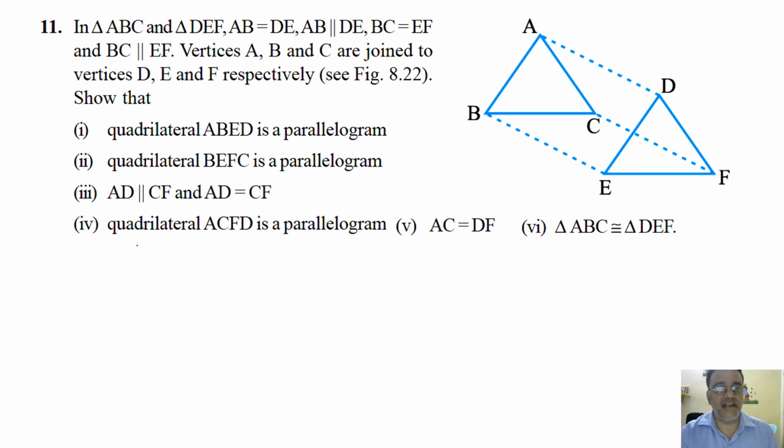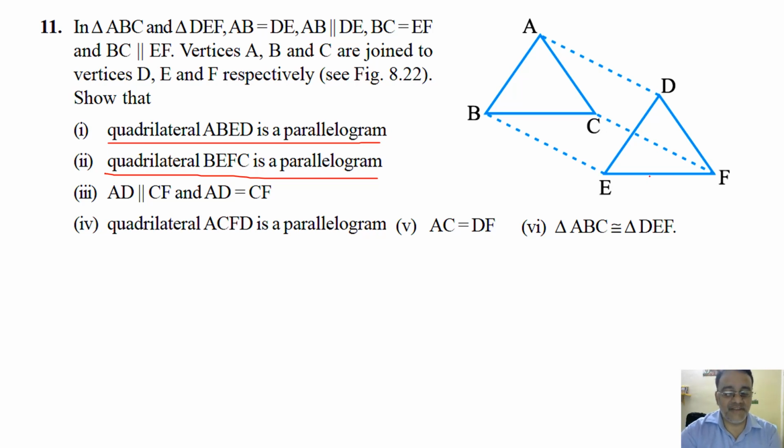In triangles ABC and DEF, AB is equal to DE and AB is parallel to DE. BC is equal to EF and BC is parallel to EF. Vertices A, B, C are joined to vertices D, E, F respectively. Show that quadrilateral BEFC is a parallelogram, and AD is parallel to CF and AD is equal to CF. Quadrilateral ACFD is a parallelogram. Fifth, AC is equal to DF. Sixth bit, these two triangles are congruent.